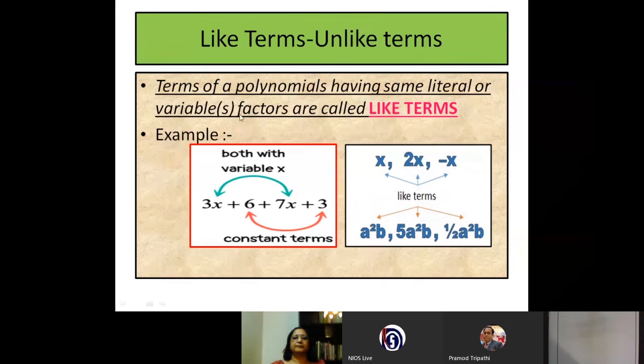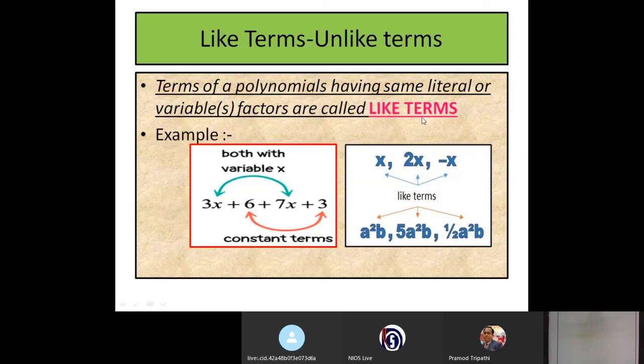The terms of a polynomial having the same literal factors, the terms having the same literal or variable factors, are called like terms. These are the two examples that we have taken here. One example is 3x plus 6 plus 7x plus 3. In the case of 3x plus 6 plus 7x, 3x and 7x are two like terms.